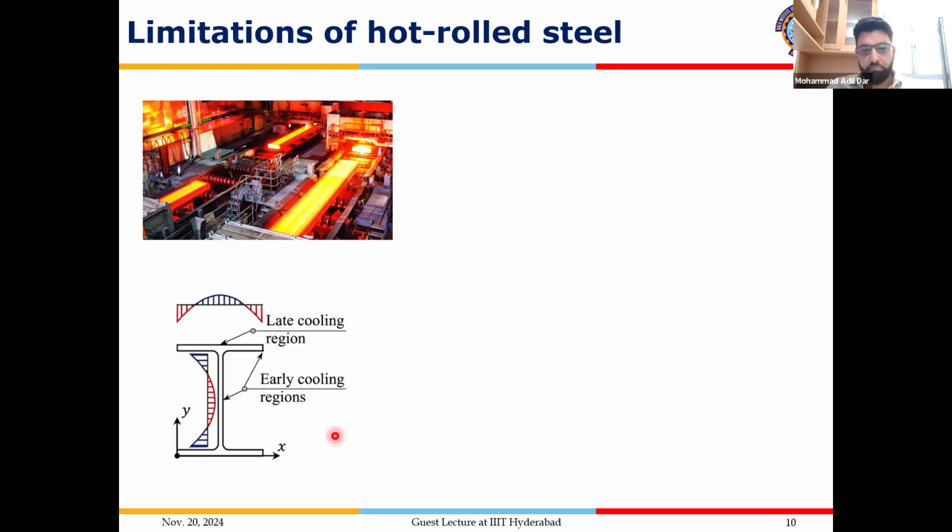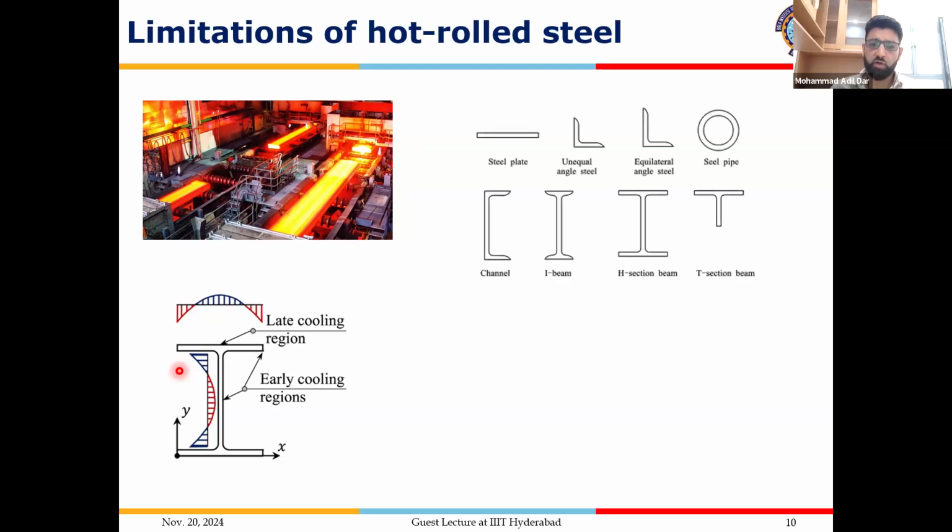Second is due to differential cooling. Here the tip and the mid of the web cool faster than the junction. As a result, residual stresses are developed. Now these residual stresses, if not taken care of, can be of the magnitude of 0.5 times Fy. So you can imagine half of your cross section is already preloaded. So this becomes another downfall of hot rolled steel.